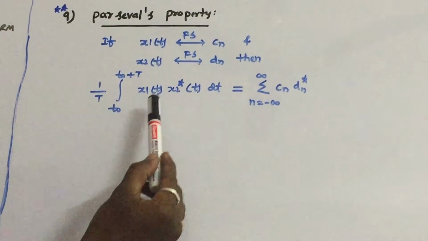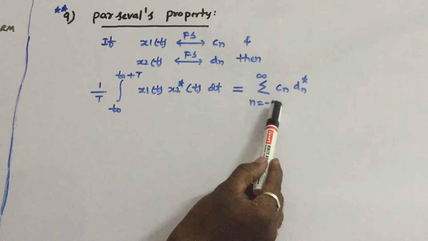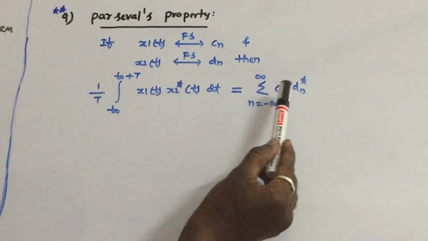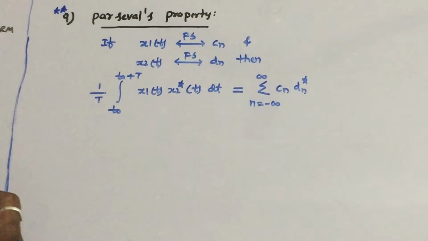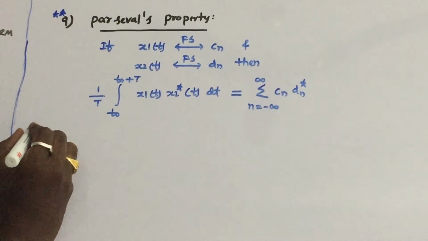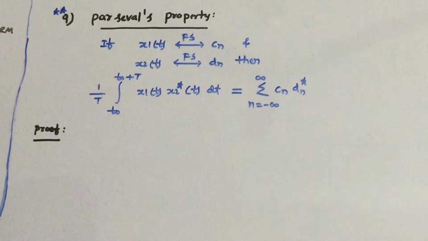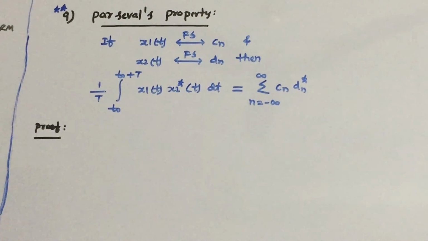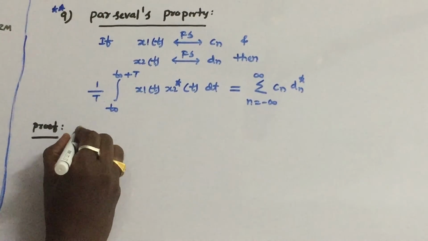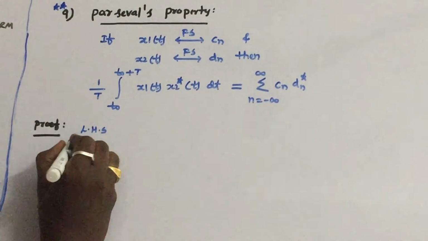So then the answer of this integral is equal to summation n equals minus infinity to infinity Cn into dn star. So this is another very important property. Let us see how to prove it. First let us write the left hand side, the LHS. So what is the LHS?